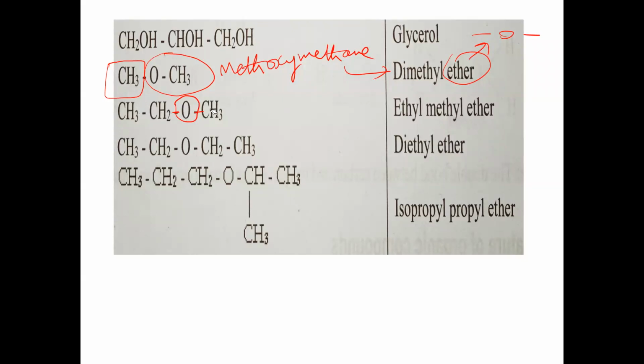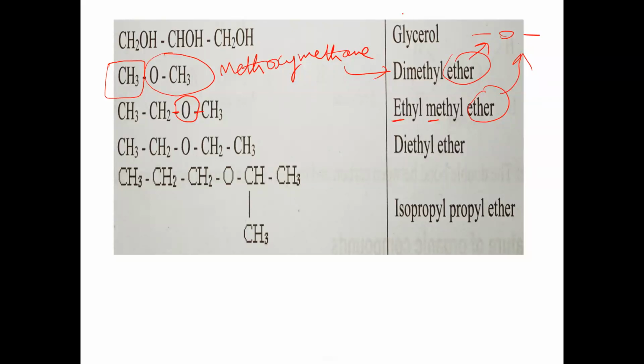So methyl on one side, ethyl group on the other. Ethyl methyl or methyl ethyl, what should we write? The ethyl group's first letter is E. The methyl group's first letter is M. Alphabetically E will come before M. So we have to mention ethyl first, then methyl ether. Ether means bond O bond. While writing, we always write E first, alphabetically, then M. So ethyl methyl ether is the common name.